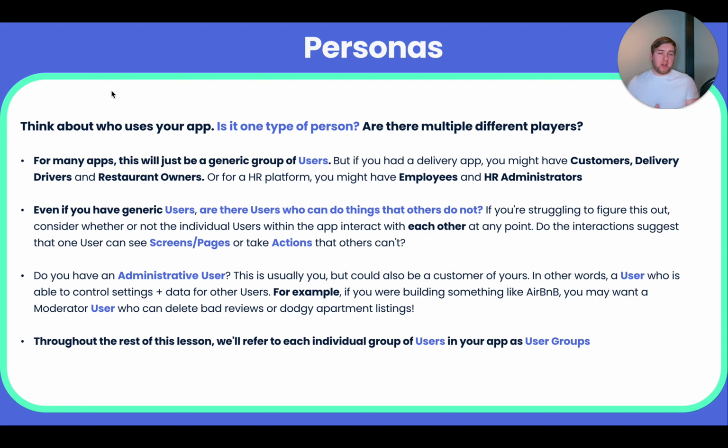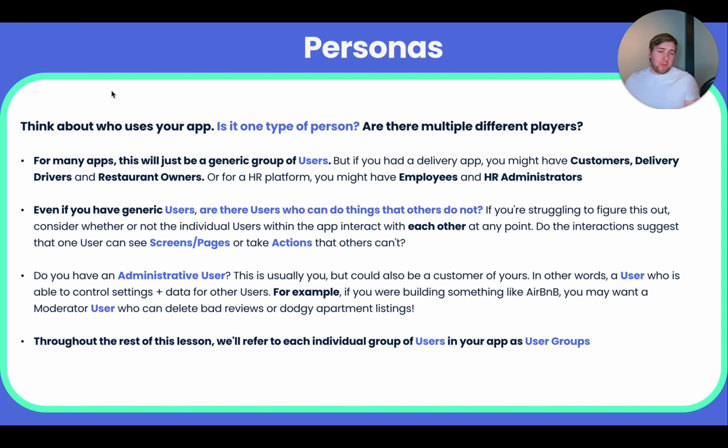Is it one type of person? Is it multiple people? For most apps, you are probably just going to have one type of person, and it's this idea that anybody who logs in gets the same experience. I would typically call that group of people a user. So if you've got a to-do list app, or a calculator app, something very simple, you're almost always only going to have one group of people, and it's going to be called users.